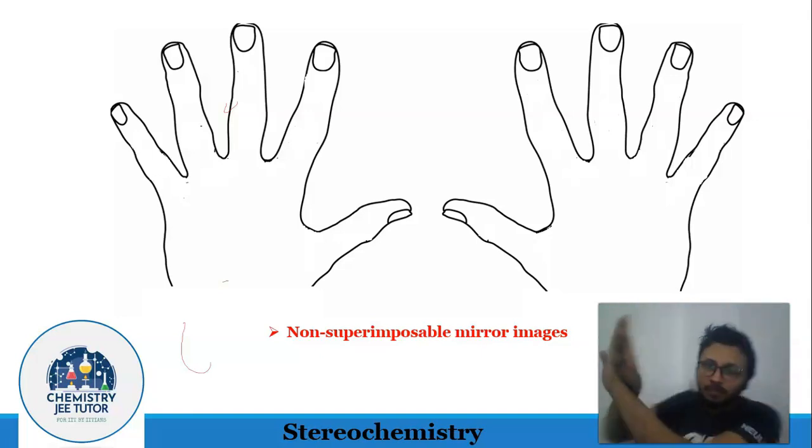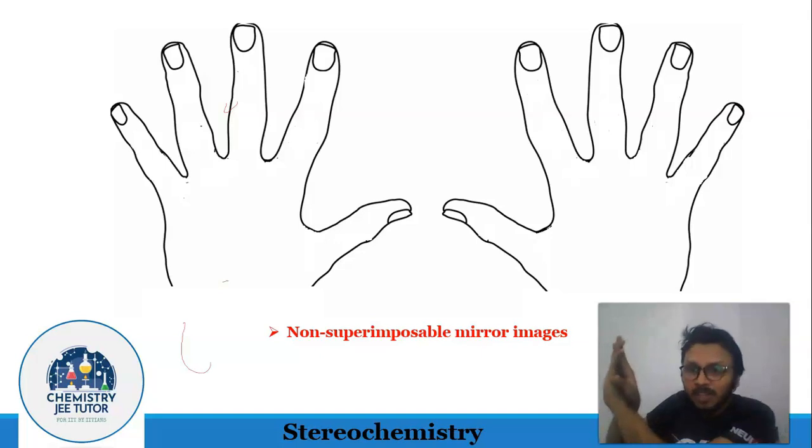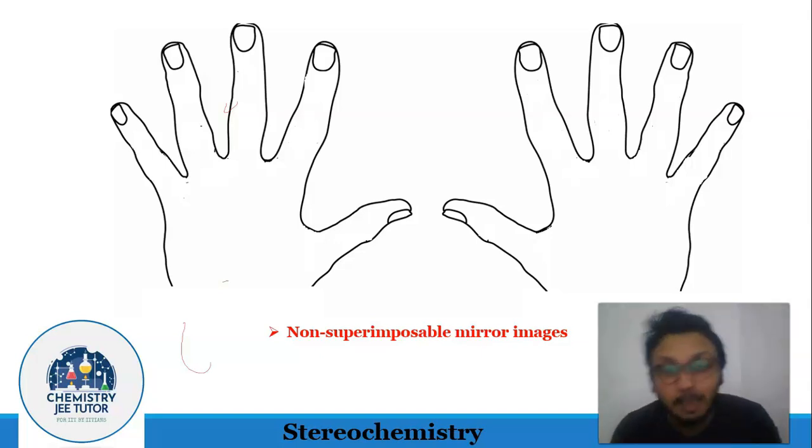But can we take the right hand and superimpose it on the left hand? Okay, let's try. Can we do it? No, we can't, right? So they are structured differently. They are non-superimposable mirror images. We can't superimpose one on the other. This is the classical example of a non-superimposable mirror image. These are called enantiomers. We'll come to it in our subsequent videos.